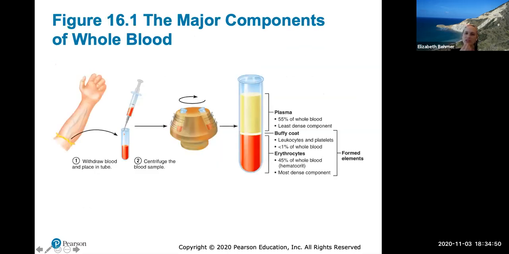So here's just a picture showing the major components of whole blood. Again, spinning it down with the centrifuge allows the erythrocytes, the denser cells, to sink to the bottom. They're about 45% of a sample. And then this buffy coat is this thin, whitish layer. It makes up less than 1% of the sample. And this will be where all of your leukocytes, again, those are your white blood cells, which help with the immune response, and your platelets will be. And then the plasma floats to the top, and that's about 55%.